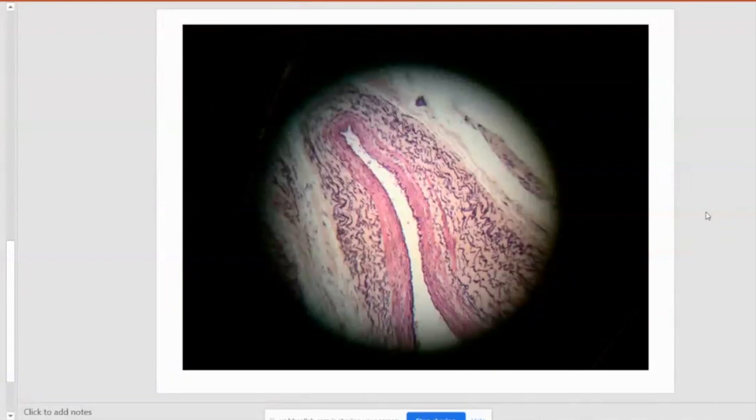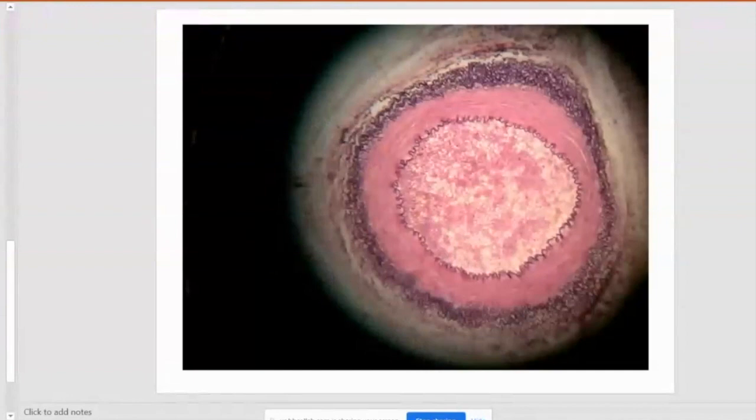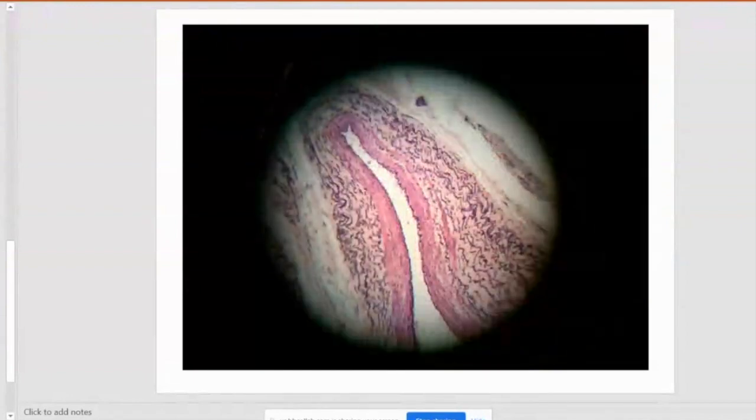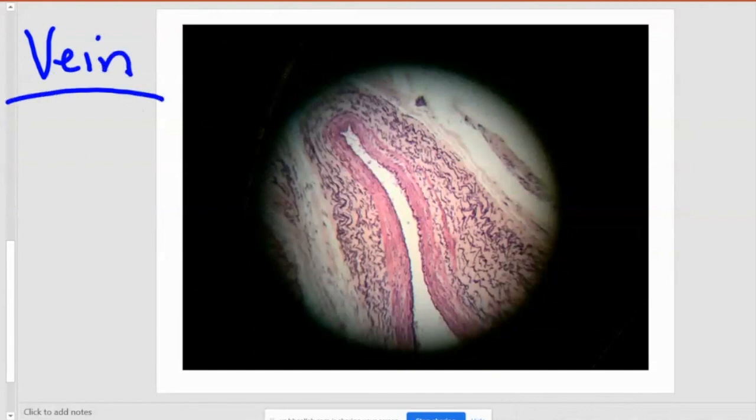And I'll just ask you, what kind of blood vessel is it? What kind of vessel is this one? Artery. And how about this one? That's a vein. So let's go ahead and put a vein right there. Right here, from about there to somewhere in there, that is our connective tissue layer.